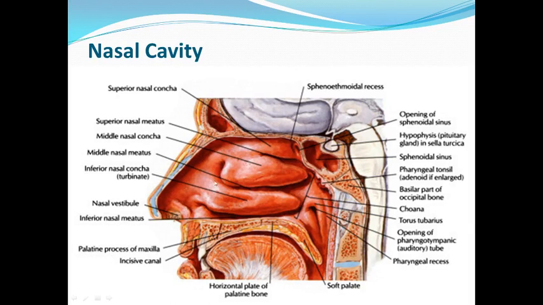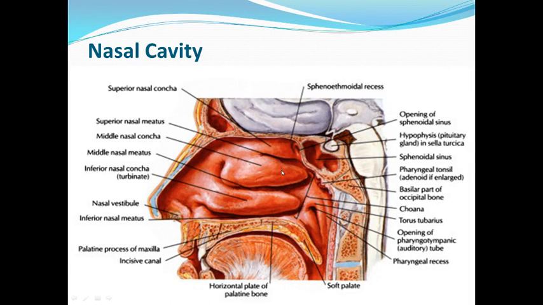Each half of the nasal cavity has a floor, a roof, and a medial and lateral wall. This is the lateral wall, which you are seeing consists of the concha and the meatus. I've already told you that we'll go into the details of the lateral wall of the nose in the forthcoming video lecture.